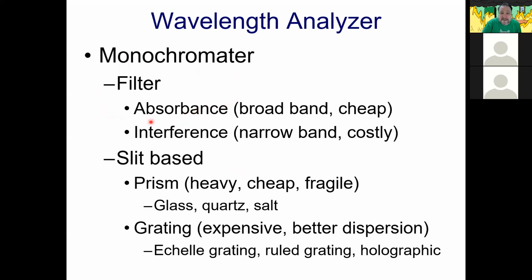Probably the easiest, most basic one is just to use a filter, right? So if you want to look at blue light, you get yourself a piece of blue glass and you stick it in your beam path and it blocks out all the red light. So that's pretty broad band, right? You're not going to be very specific about it. You're like, okay, I'm going to keep some blue and throw away some red, but it's really, really cheap. So if you want to make a low cost instrument, well, maybe that's going to be fine.